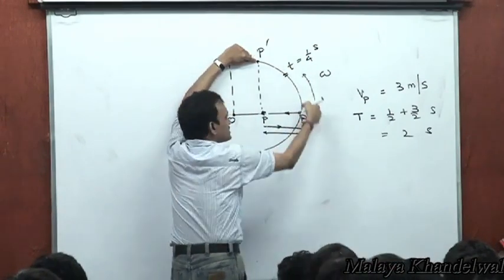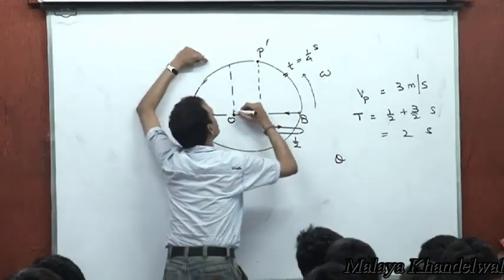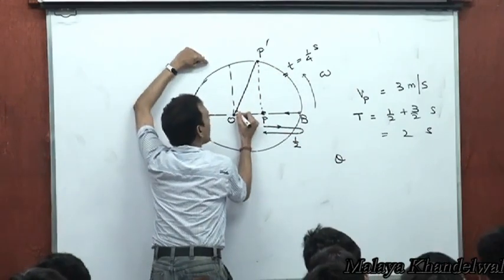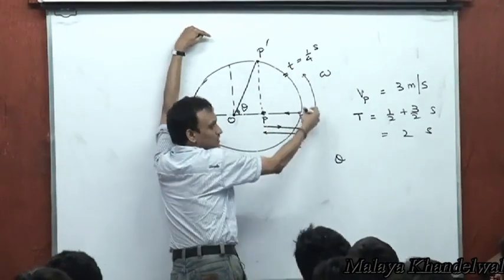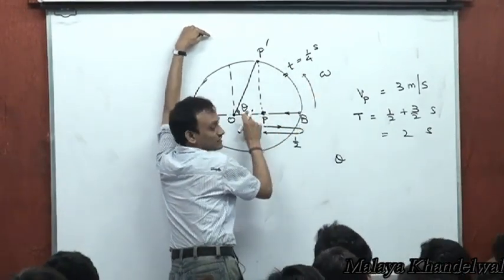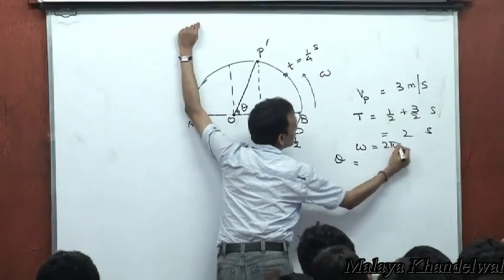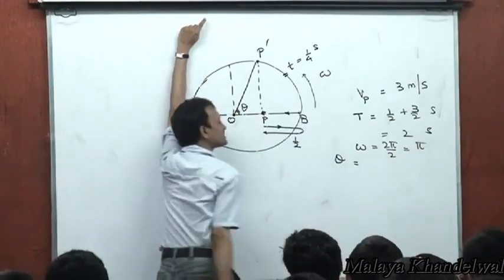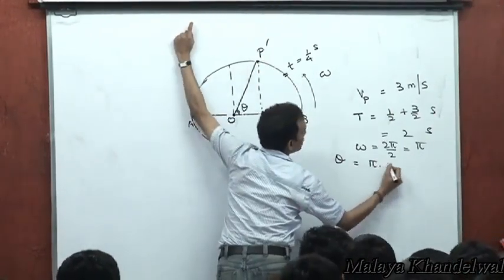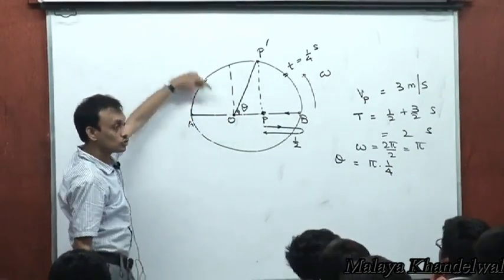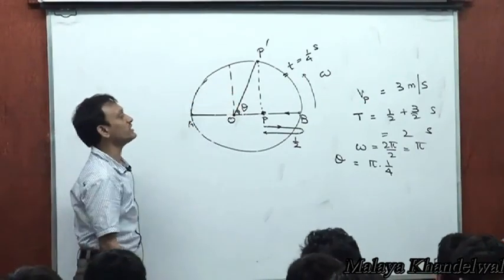Now in 1/4 of a second with an angular speed omega, what's the angle theta that it's going to describe at the center of the circle? Theta equals omega t, for uniform circular motion. Omega is known to us because omega is 2 pi by T, that is pi radians per second. So theta is pi times 1/4, so this angle is 45 degrees.